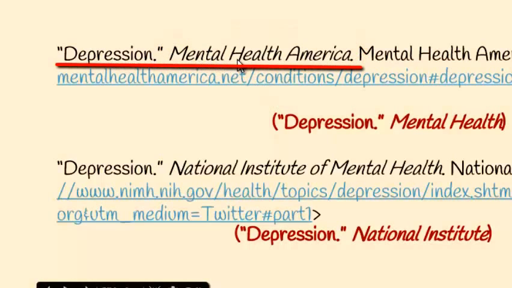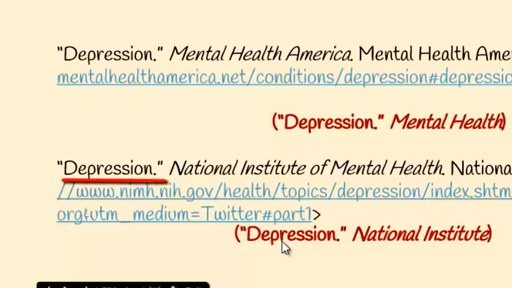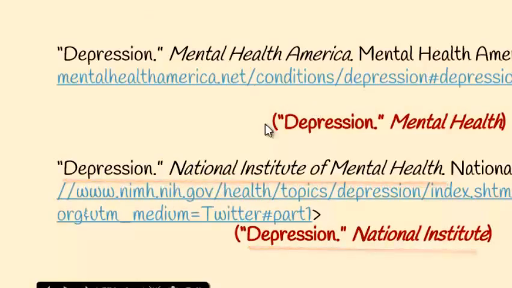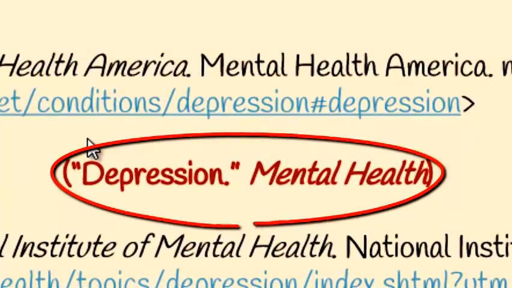If this were the source you were citing information from, we would have "Depression" in quotes with its period there, followed by Mental Health. The first 2 words, if you wanted to put 3, you can, but 2 is enough, and you would make sure that you italicize that, because it's italicized here in your works cited. If this were the source, then you would have, again, "Depression" with quotes, and then you would put the next part, National Institute, italicized.